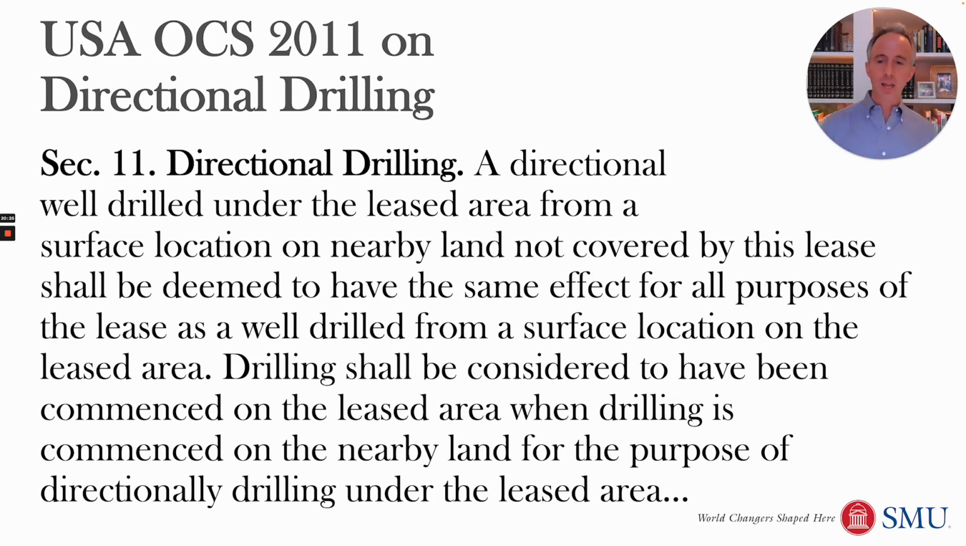So here it is, section 11, directional drilling. Directional well drilled under the leased area from a surface location on nearby land not covered by the lease shall be deemed to have the same effect for all purposes of the lease as a well drilled from a surface location on the leased area. Drilling shall be considered to have been commenced on the lease area when drilling is commenced on the nearby land for purposes of directionally drilling under the leased area. So what this U.S. offshore lease is saying is your drilling has commenced within the primary term if you drilled on a neighboring property with the intent to drill laterally under this property for production.